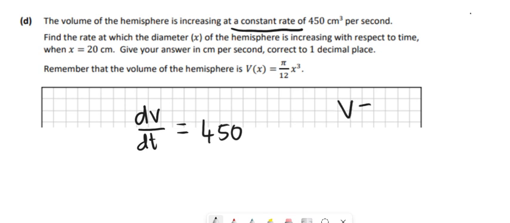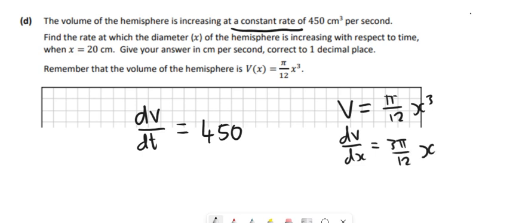Now we also have that V is pi over 12 x cubed. If I differentiate that, it will give me dV in terms of x. So dV/dx would be 3 multiplied by the pi over 12, that gives me 3 pi over 12, and then it's just x squared. So now I have dV/dx and I have dV/dt.